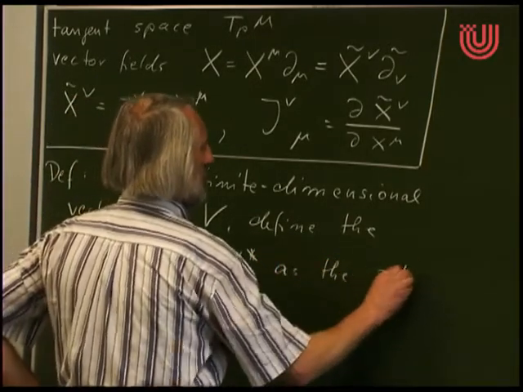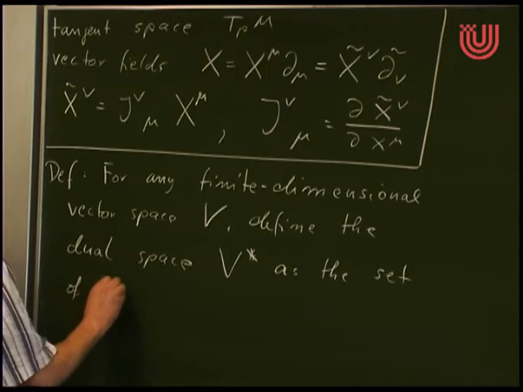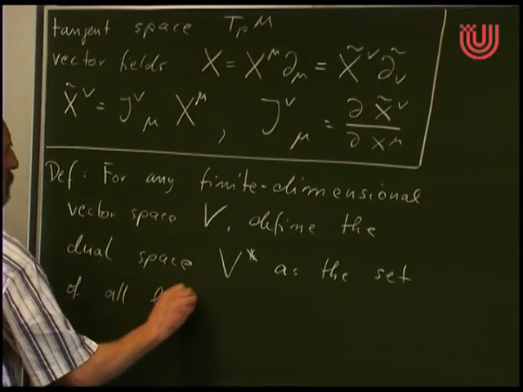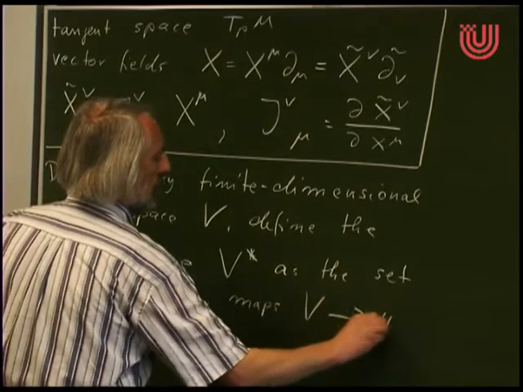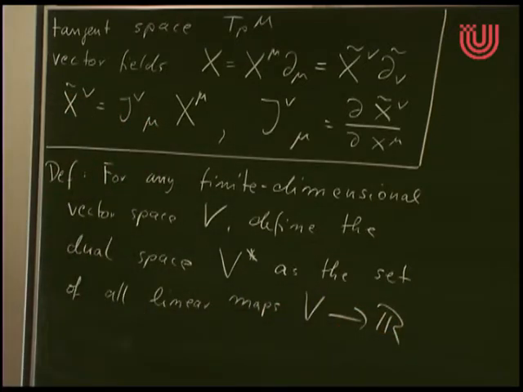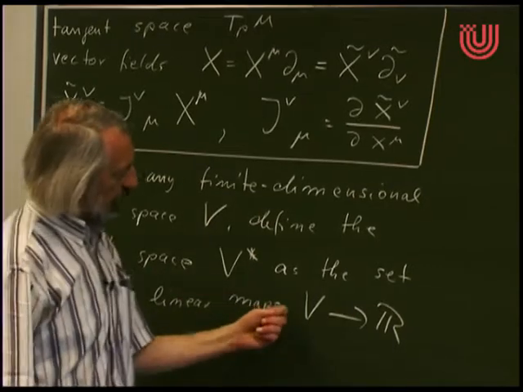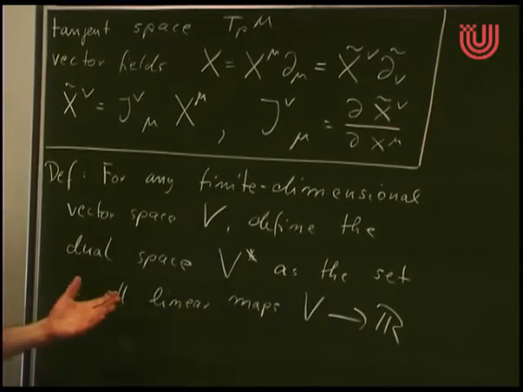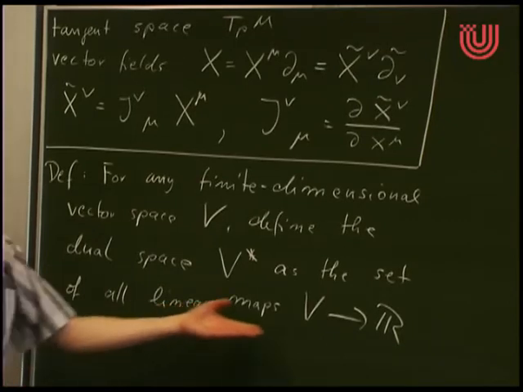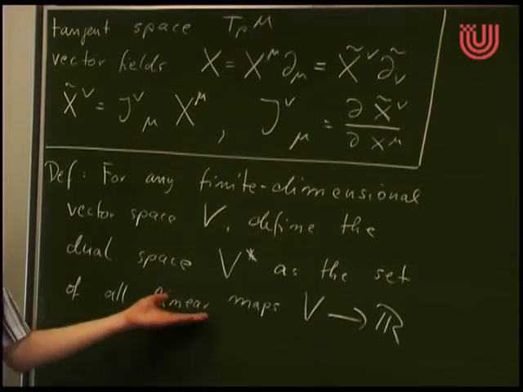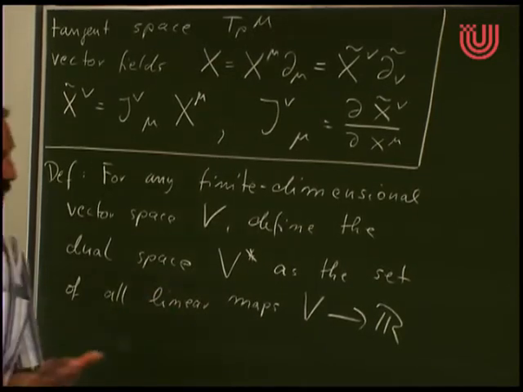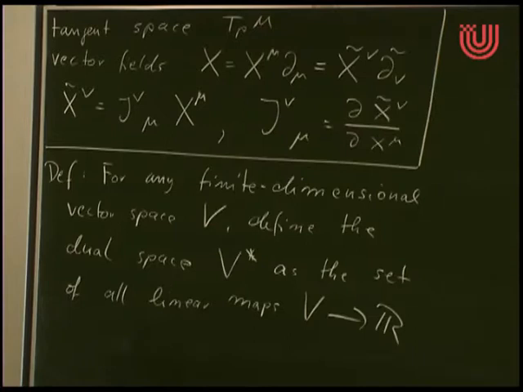as the set of all linear maps from V to R. Yeah? So if I have a vector space, then I can consider maps from V into R, and I require them to be linear, which makes sense if V is a vector space. And what I get is obviously again a vector space. So such maps can be added together, and they can be multiplied with numbers. And actually it's a vector space of the same dimension. That's what we call the dual space.